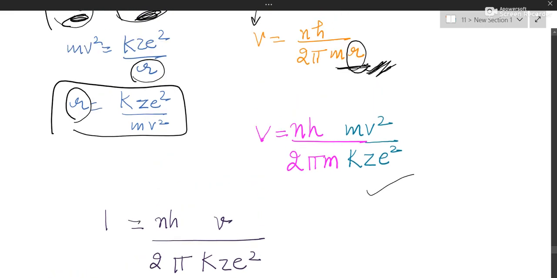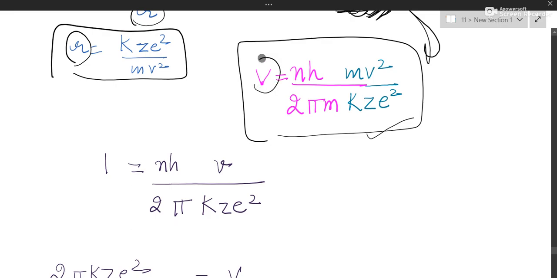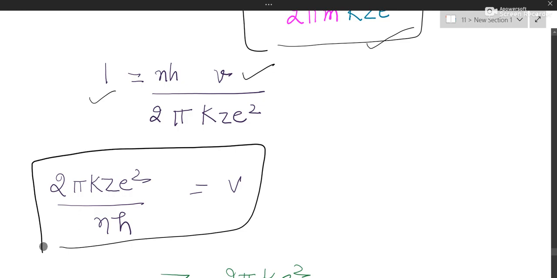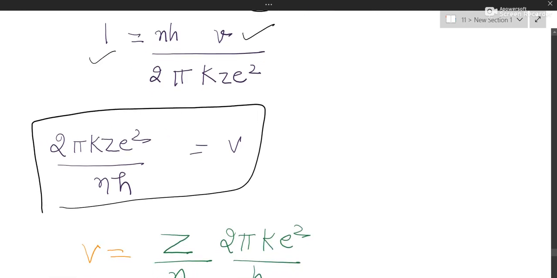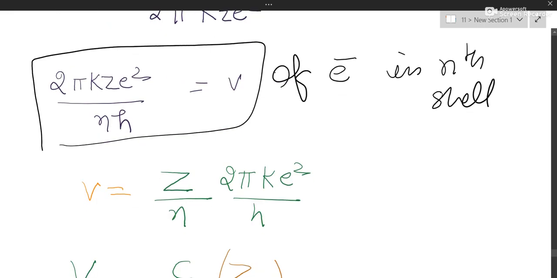When you substitute radius here, you will get the expression for velocity. This is single power of velocity, this is double power, so you can cancel one power, v will be left here and here will be 1 because this is cancelled. Okay, so finally you can arrange the terms, that is mathematics, and you can get the expression for velocity of electron in nth shell. So expression of velocity is ready.